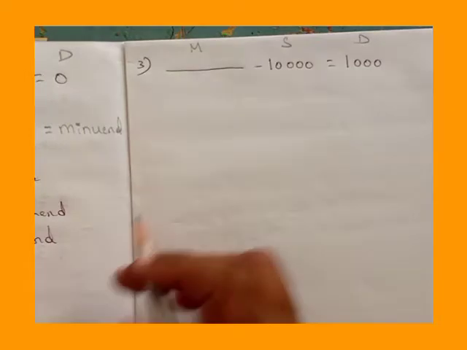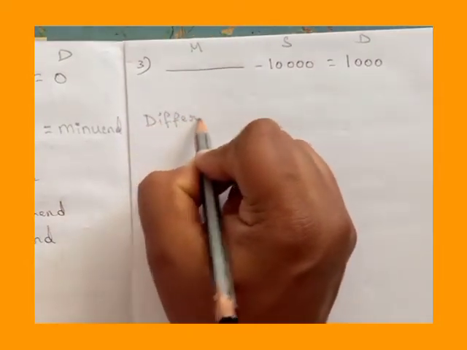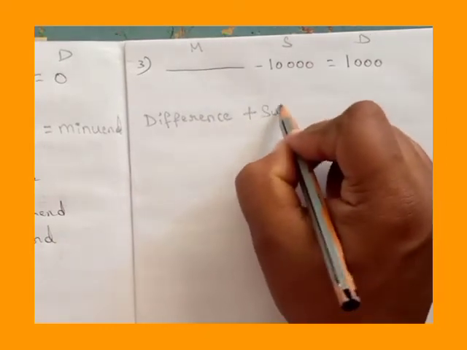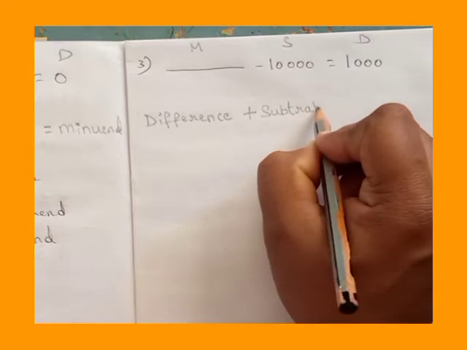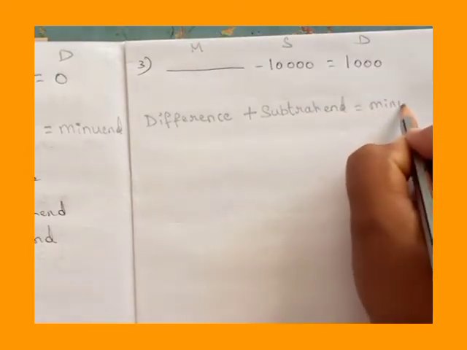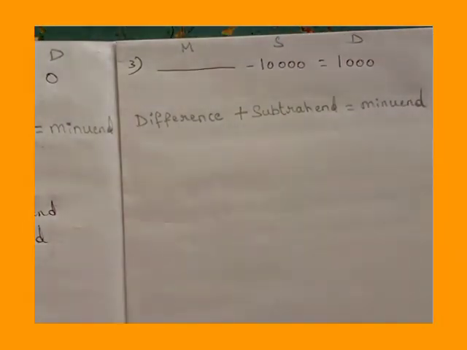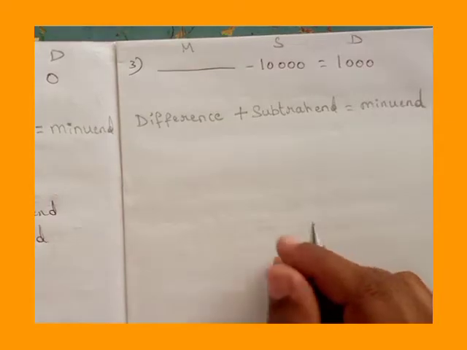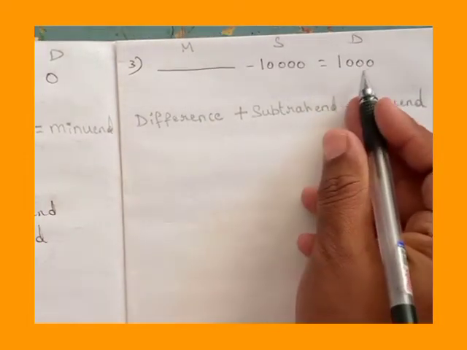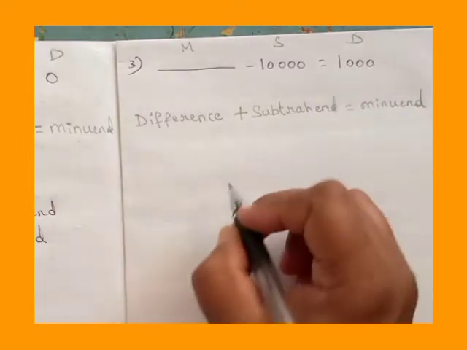Yes, difference. So what will be the formula to find out the minuend, dear children? Yes, last sum we did, isn't it? So difference plus subtrahend is equal to minuend. So this will be the formula for that. So let's write the difference first. So difference, how many digits are there? 4 digits. Ones, tens, hundreds, thousands.